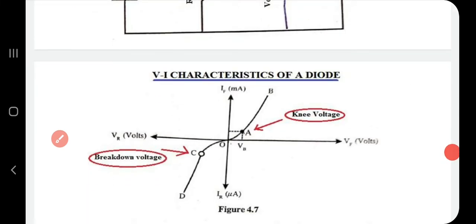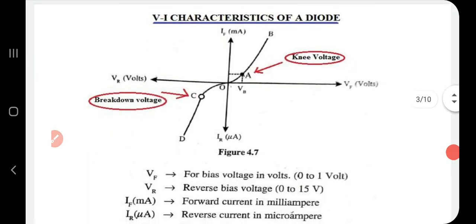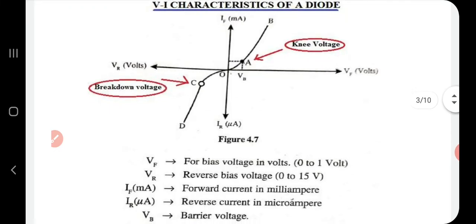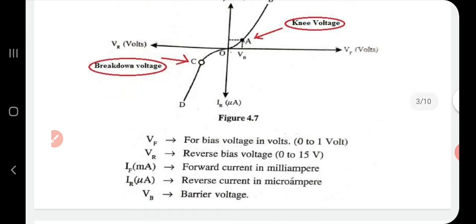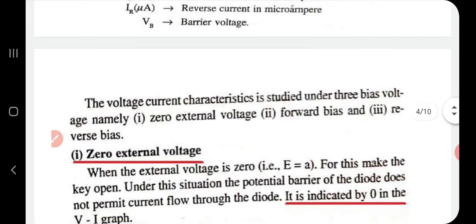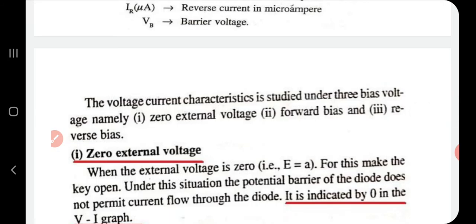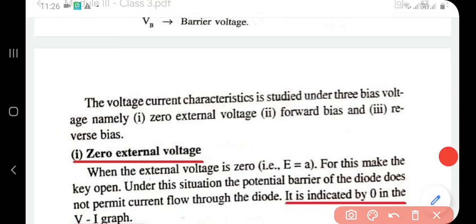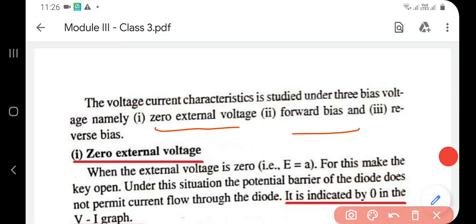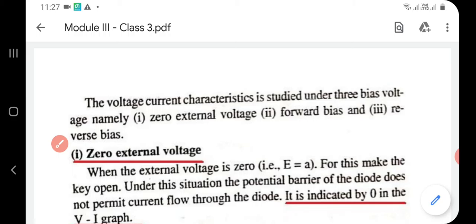Okay, now we will study this graph in detail. So while drawing the graph, you have to explain each of these: what is VR, what is IF, what is VF, what is IR, and all. It is described here. So now we'll study this graph. For that we study it under three bias voltages, namely zero external voltage, then forward bias and reverse bias. First of all, we'll see zero external voltage. Zero external voltage means the potential barrier does not permit current to flow through the diode.